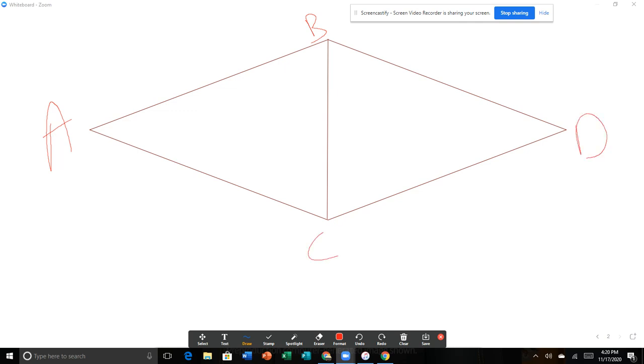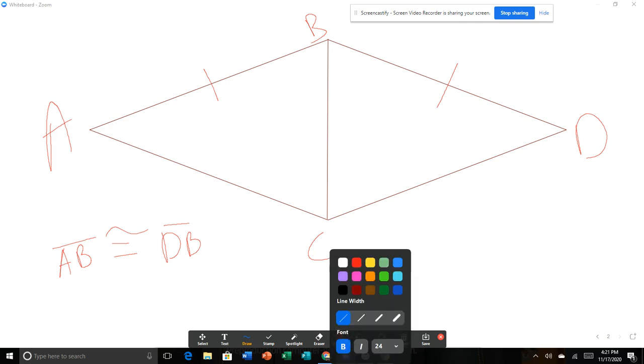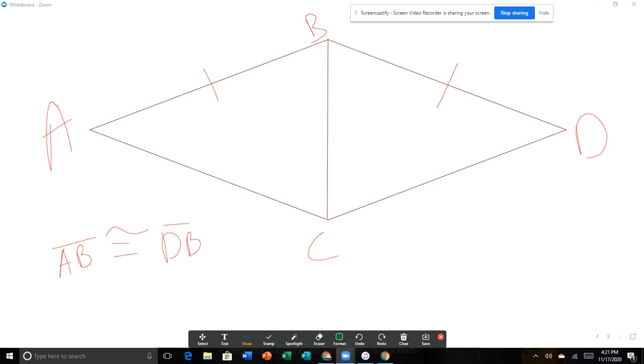So in this situation, I'm going to give you that AB is congruent to DB. Okay, I'm going to give that to you. So that means I need to make my little markers. AB is congruent to DB. Okay, so the one congruency marker dash. Okay, my next statement I'm going to give you is that AC is congruent to DC. Okay, so I make my little two markers here. AC is congruent to DC.